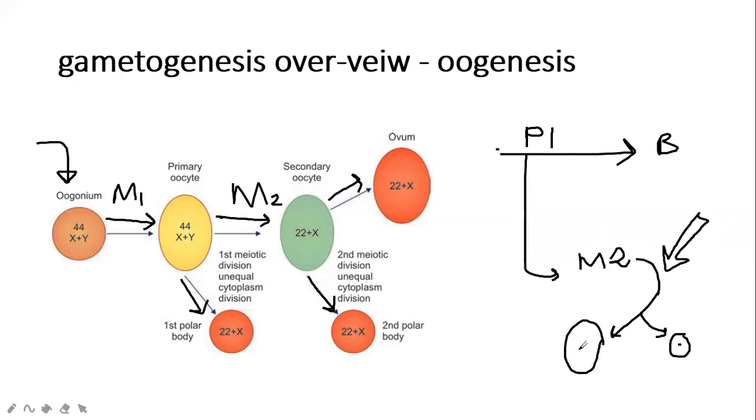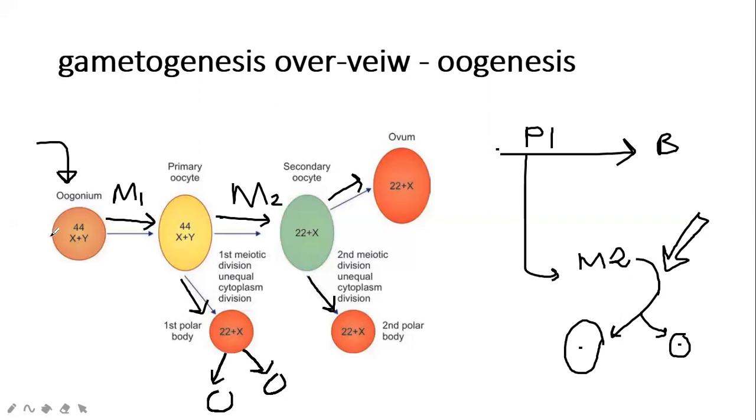So at the end of all this division, we see that one oogonium will give 3 polar bodies. How? Let's count that number 1. And this polar body will actually divide to form 2 other smaller polar bodies. So we call that 1, 2, and then 3. So we form 3 polar bodies, right? And 1 mature ovum. All right, 1 mature ovum, right?